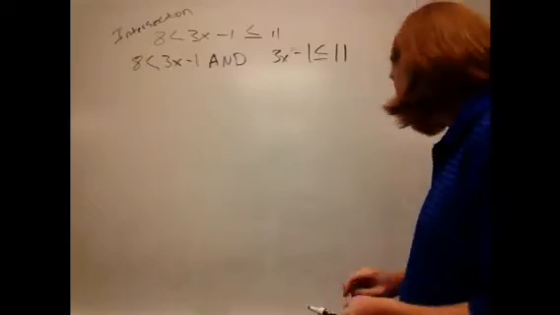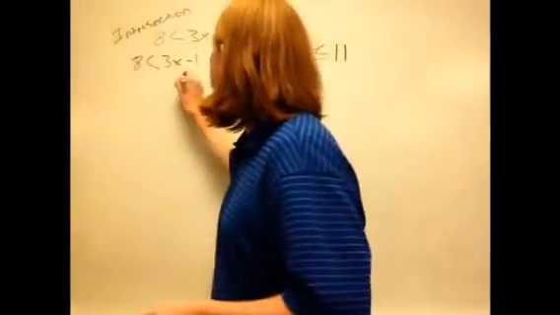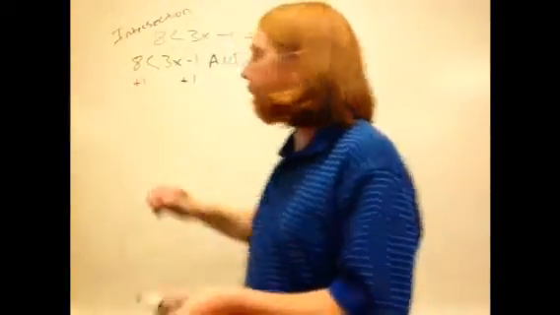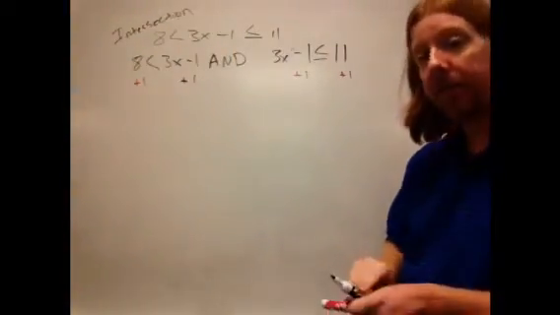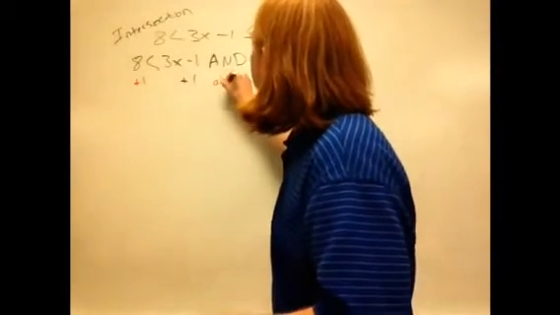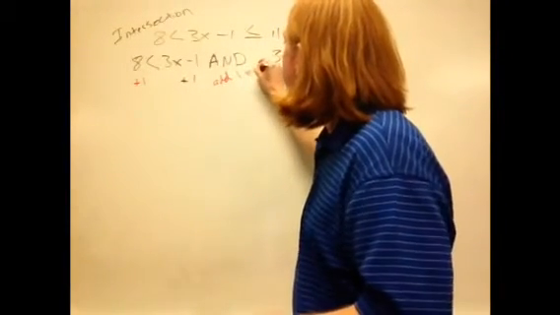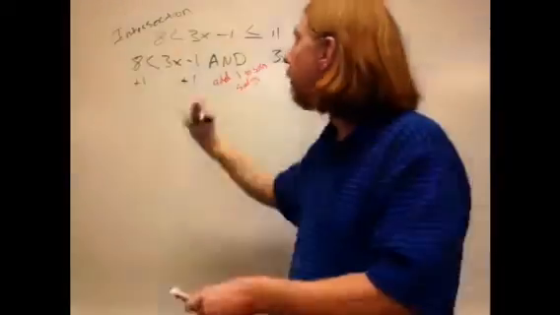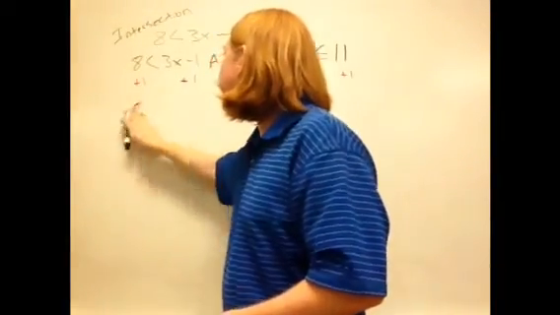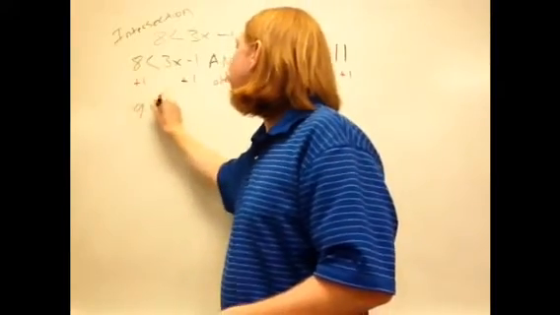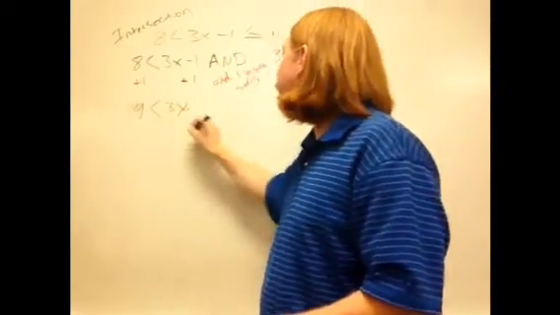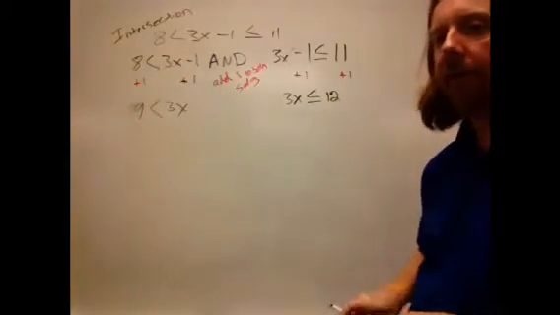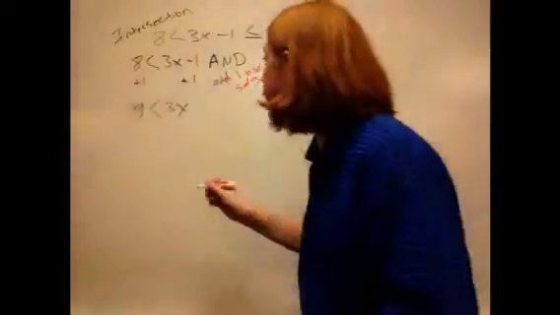Now let's go ahead and solve this. The good news, because I'm working with the exact same middle part, the operation is the same. I'm going to add 1 to both sides. So over here I get 9 is less than 3x. And over here I'm going to get 3x is less than or equal to 12.